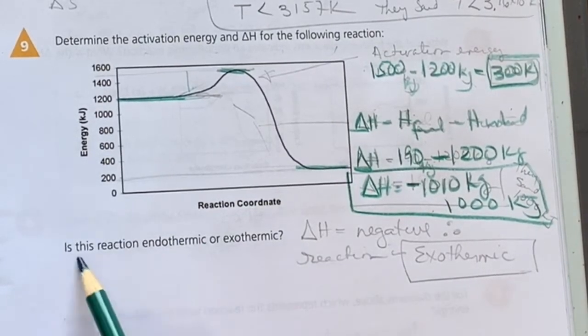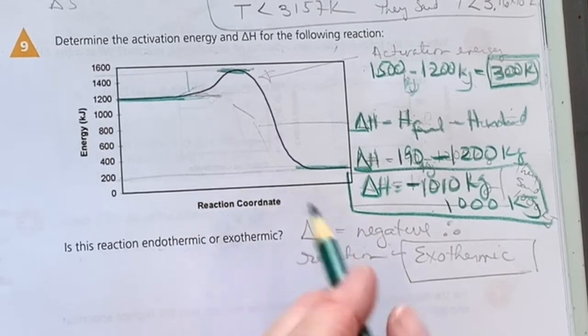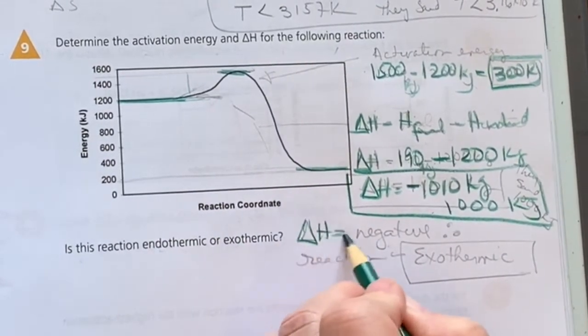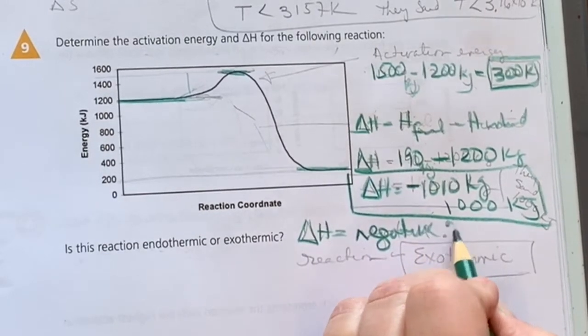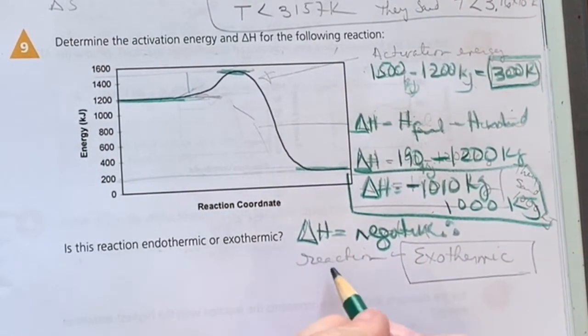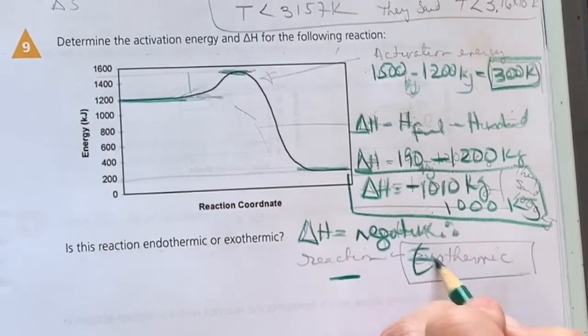All right, is this reaction endothermic or exothermic? The delta H is negative. So therefore, because it's a negative, it's exothermic.